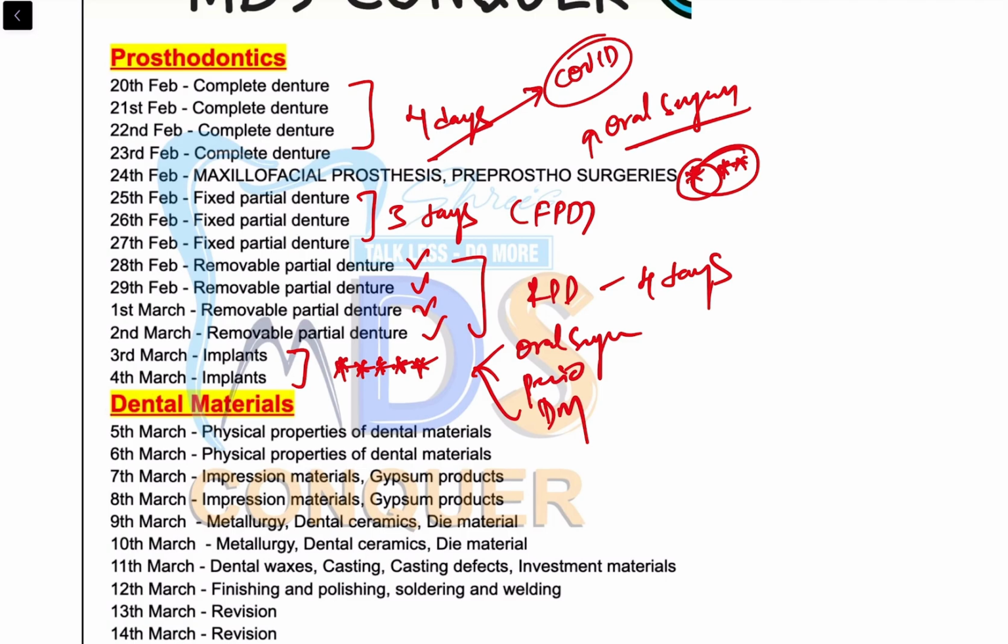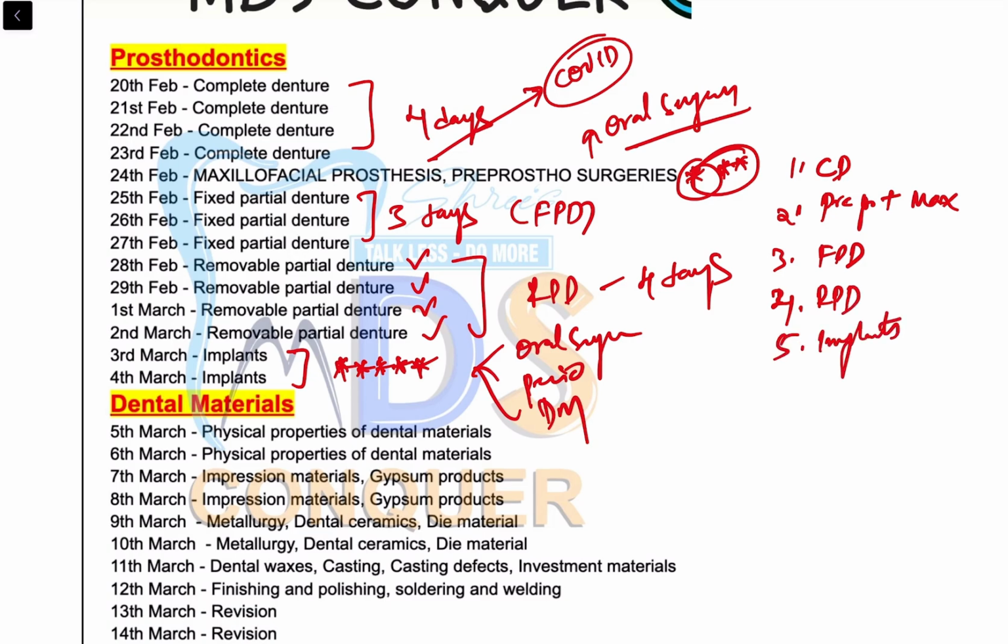So this is the plan for Prostho. I have split Prostho into CD, pre-prosthetic plus maxillofacial, then FPD, then RPD, and the last one I have planned is implants. Okay, so these are the major subtopics into which Prostho has been split.